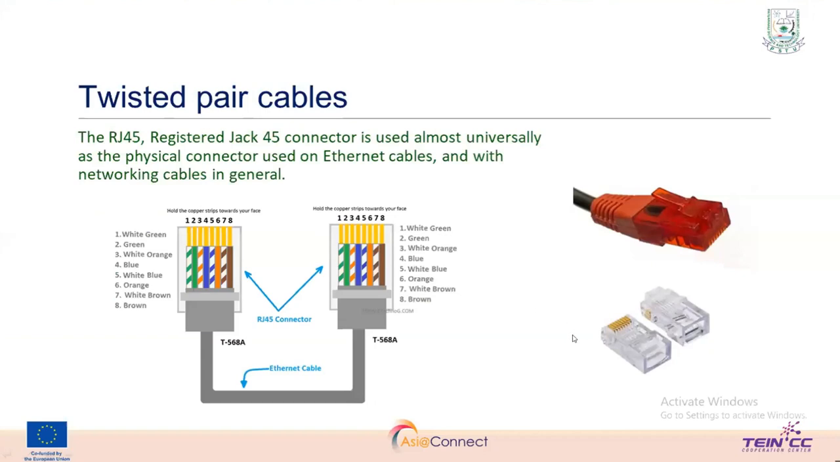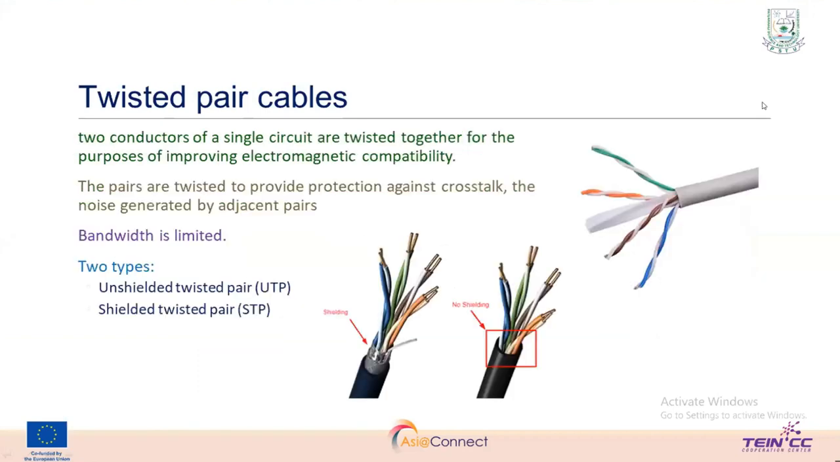All 4 pairs have different colors. 1, 2, 3, 4, 5, 6, 7, 8 are the pins of the RJ45. First, we insert the white green. The second will be the green. Third, the white orange. Fourth, the blue. Fifth, the white blue. Sixth, the orange. Seventh, the white brown, and eighth, the brown. So this is the connection of an RJ45 from a twisted pair cable.